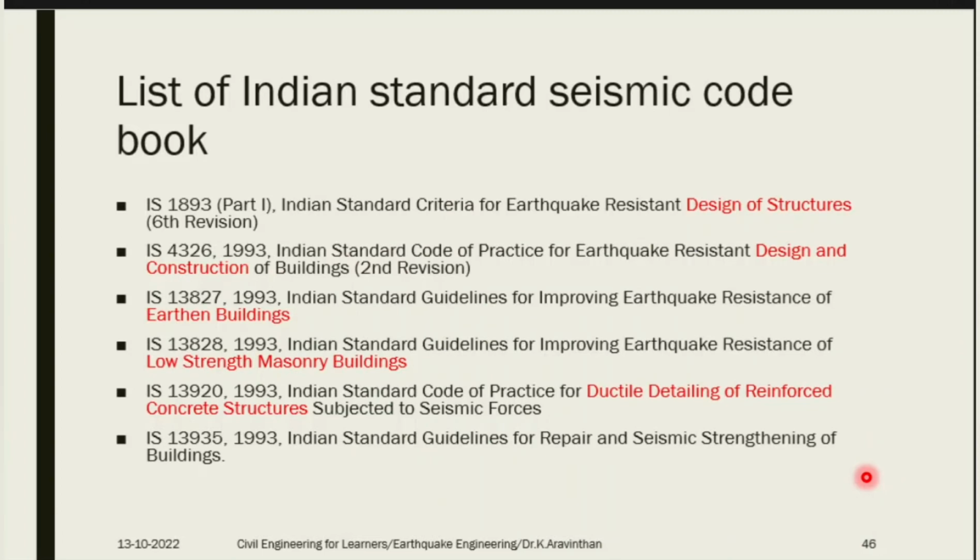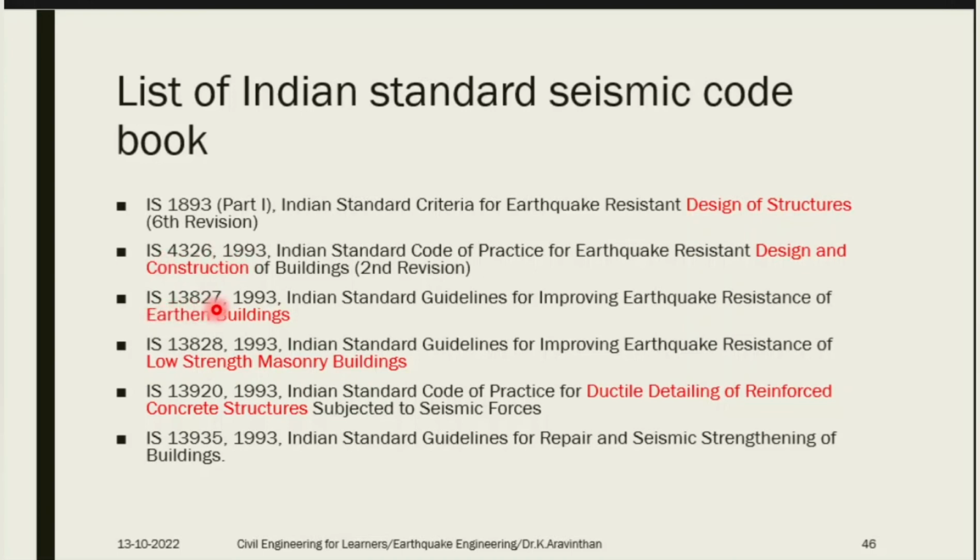If you want to study earthquakes and related topics, these are the list of code books which are available in India, and 6 code books are there. IS 1893 part 1 is earthquake resistant design of structures. This is used by design engineers for concrete structures and general structures. And IS 4326 is earthquake resistant design and construction. For designers, they use IS 1893, and if you are constructing, you have to use 4326.